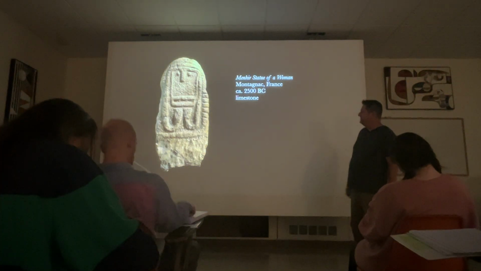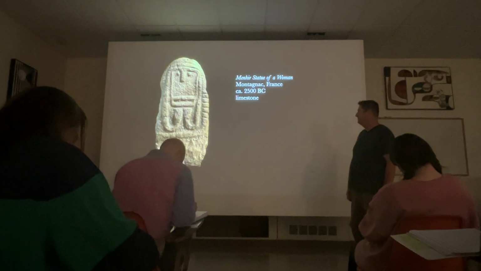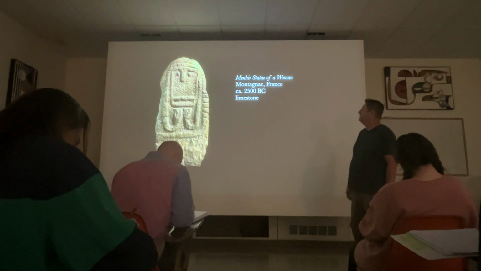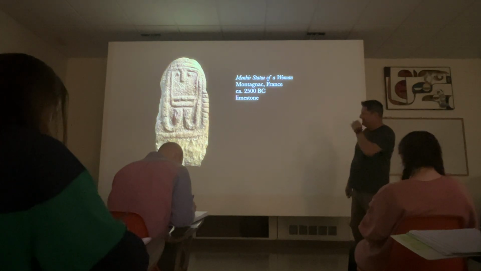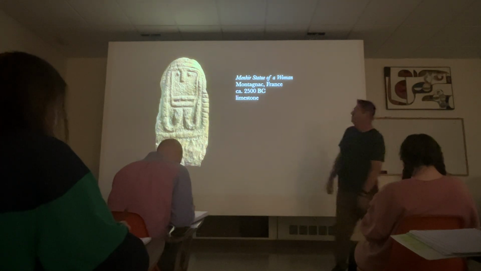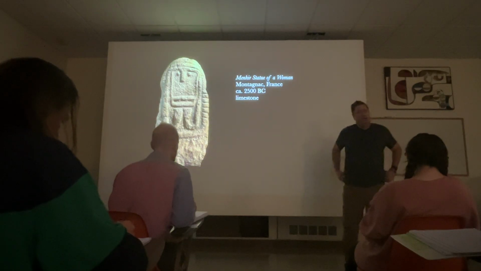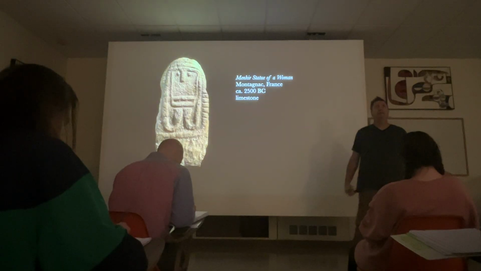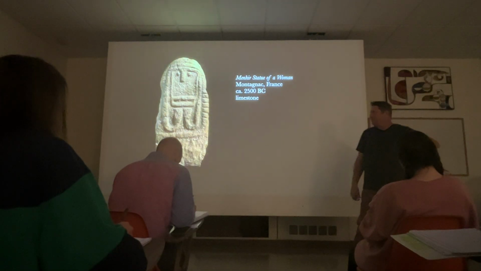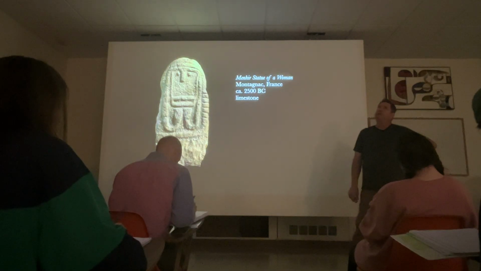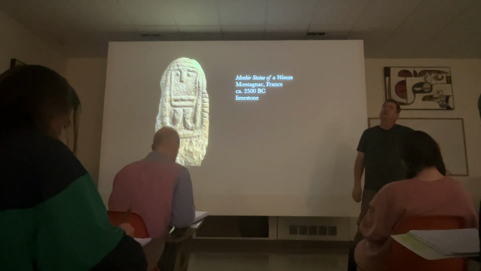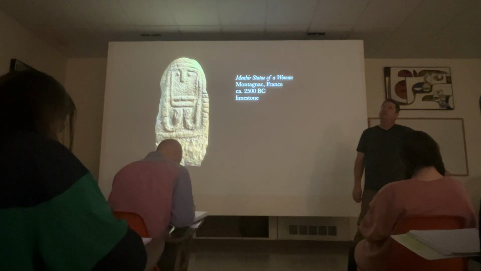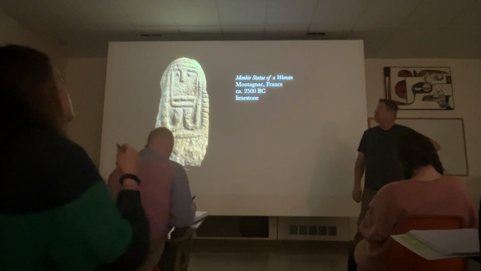So this is a menhir statue of a woman from Montagnac, France, around 2500 BC, and it's made out of limestone. And there are oodles and bunches of these guys. A lot of them are in France, but there's some like in Italy. There's a big area of them in, I want to say, northern Italy or Sicily. I think it's northern Italy, but it could be Sicily.